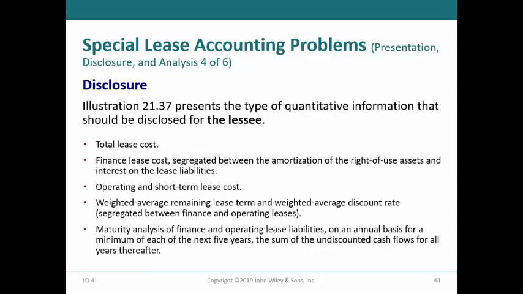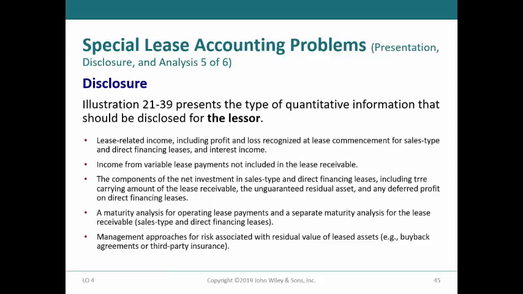Lessees will have quantitative information that should be disclosed, such as total lease cost, finance lease costs segregated between amortization and interest costs. They also need to disclose their operating and short-term lease costs, and weighted average remaining lease terms and discount rates, as well as a maturity analysis of finance and operating lease liabilities for the next 5 years, along with the sum of the undiscounted cash flows for years after that.